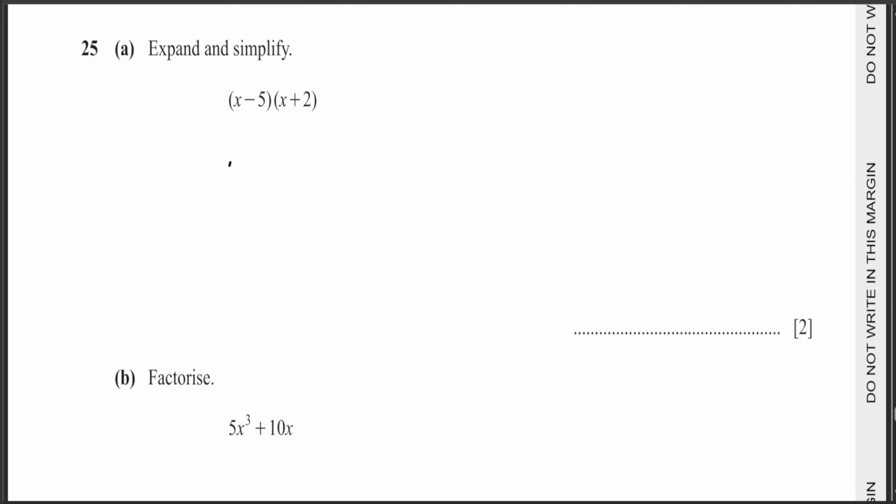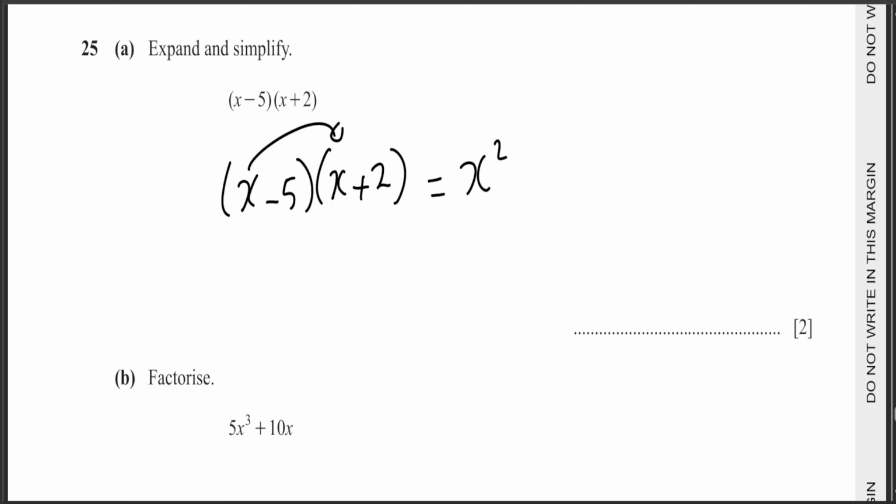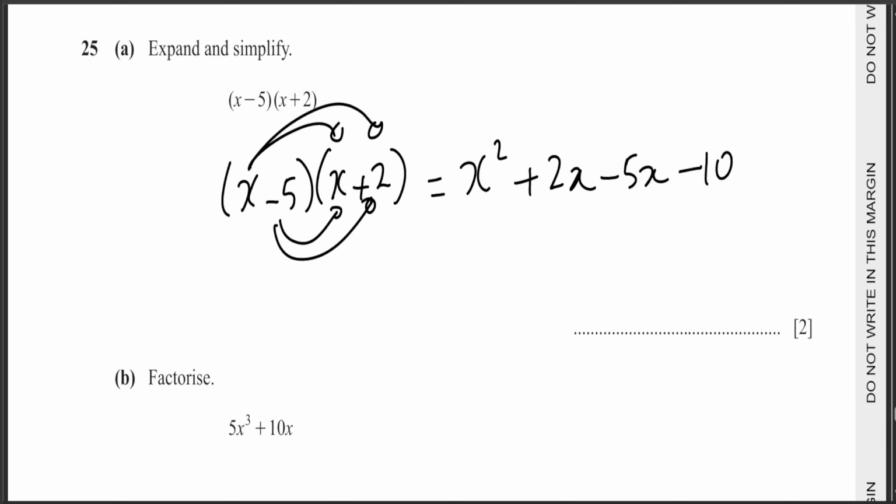Expand and simplify. We have x minus 5 times x plus 2. So what happens? x times x will give you x squared. x times 2 will give you plus 2x. Negative 5 times x will give you negative 5x. And negative 5 times 2 will give you negative 10.